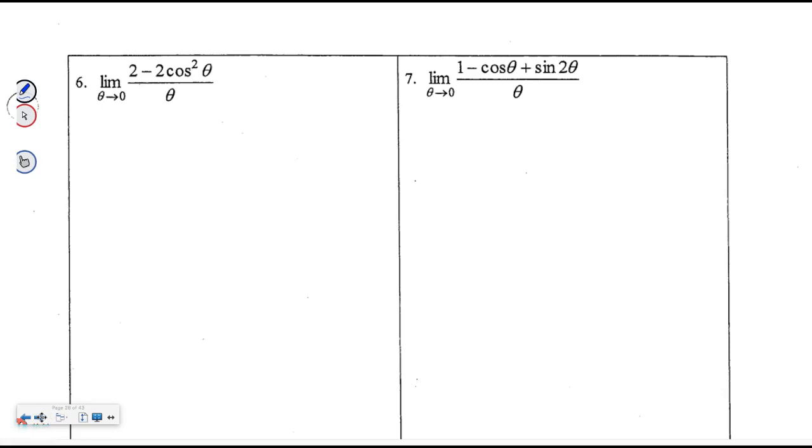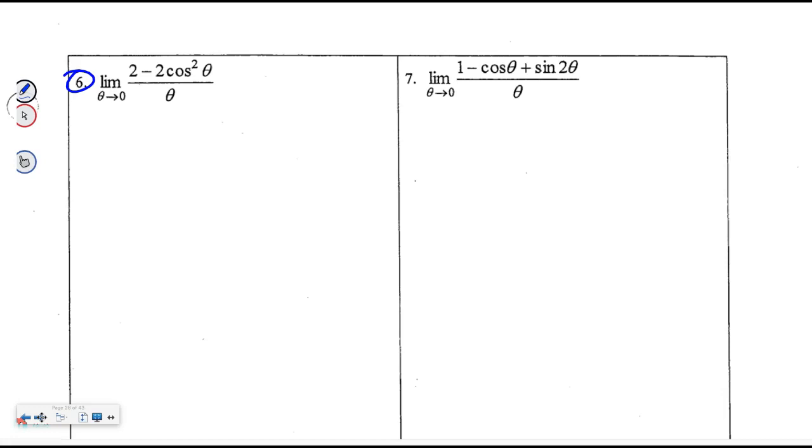Next page. Number 6, I'm going to let you stare at it. I want it in terms of my besties, sine and cosine, and it is. Correct? I would love to be able to factor and cancel, but I can't factor a theta out of the top, and there's nothing that's factoring and canceling. It's not working for me, correct?